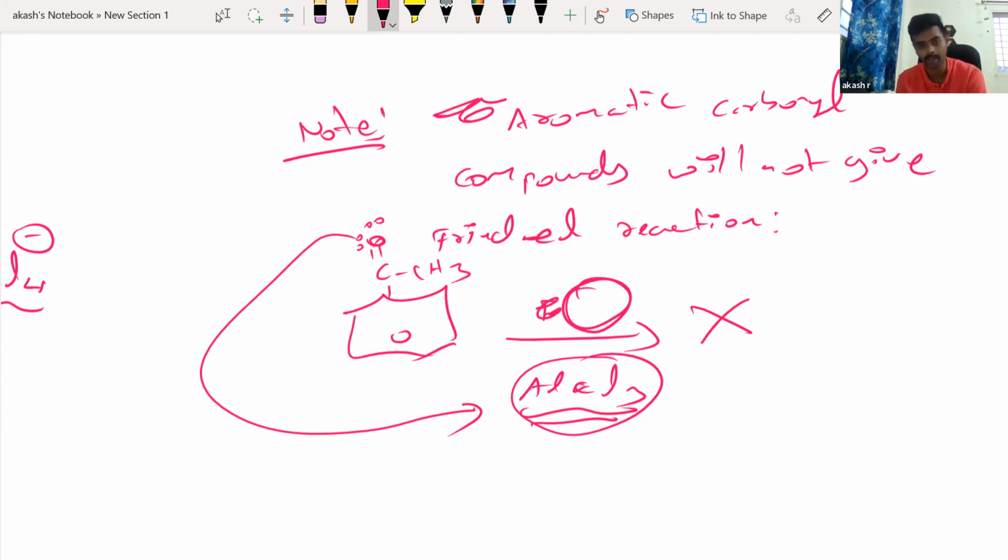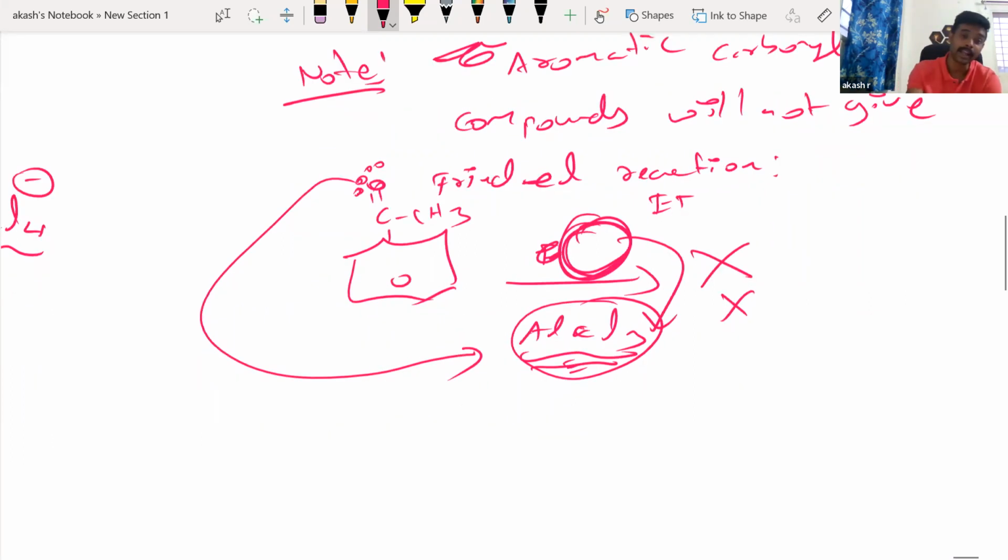I hope you are able to understand what I'm trying to say. There should be something that reacts with this to form the electrophile, and that electrophile will go and attack the benzene. But before even this reacts, the lone pair on the oxygen itself will react with the AlCl3 and eventually no further reaction will happen.